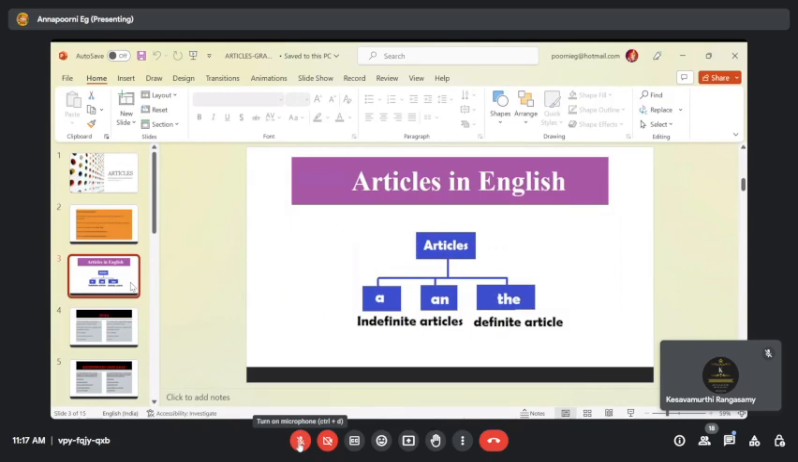Those who don't know articles, you can just look at this picture. It will be easy for you to understand. Okay, can I change the slide?